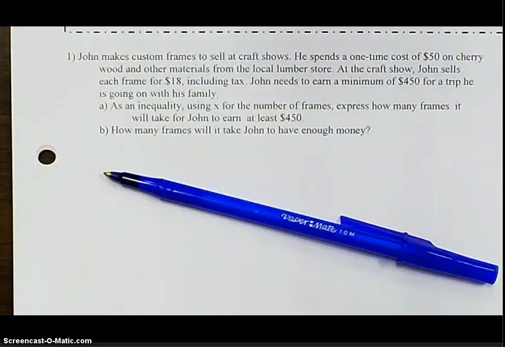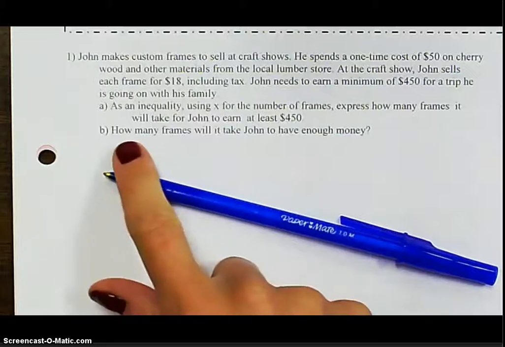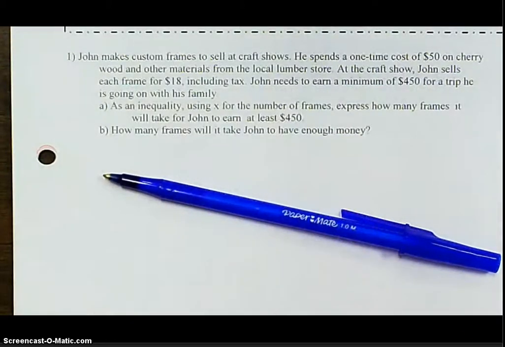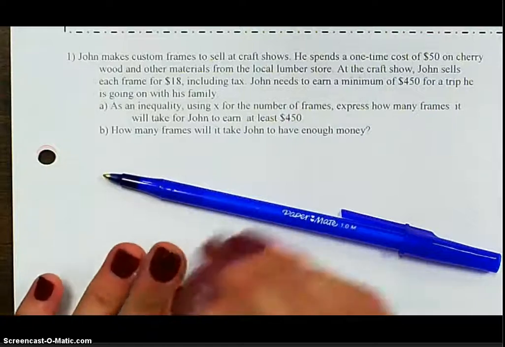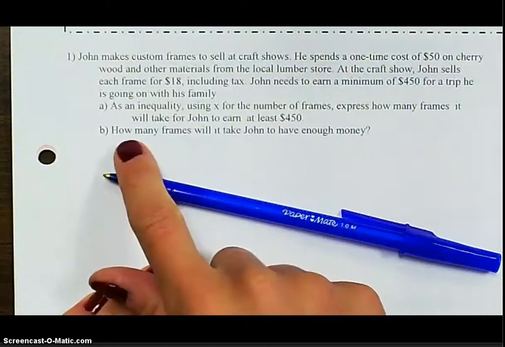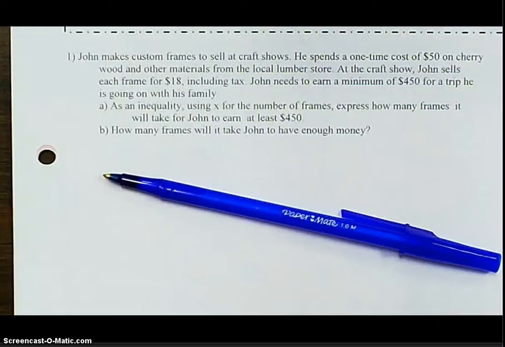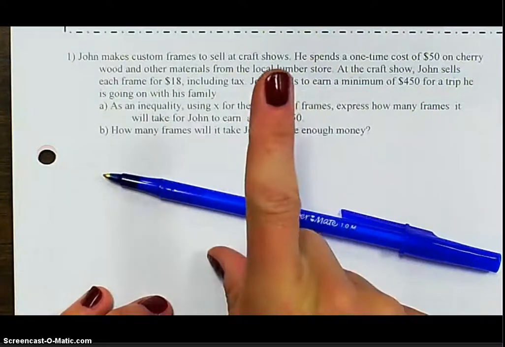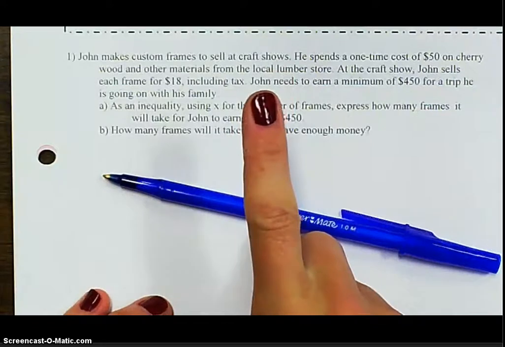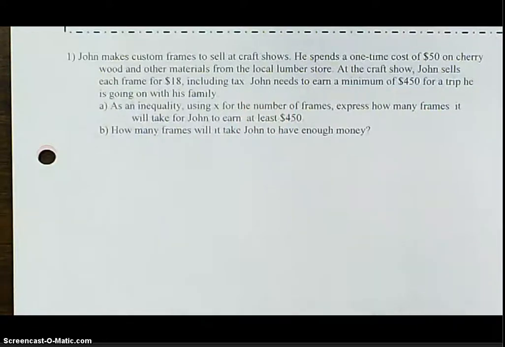As an inequality, using x as the number of frames, express how many frames it will take for John to earn at least $450. How many frames will it take John to have enough money? Okay, so after reading this question, let's think of what's the main idea. What are you trying to do here? Well, we're trying to find how many frames it's going to take. So there's only one unknown, which means there's only going to be one equation. All right, so let's see if we can set it up.